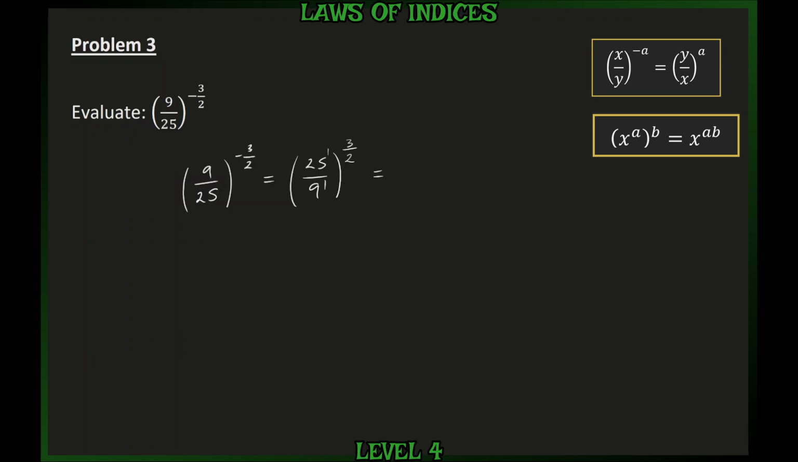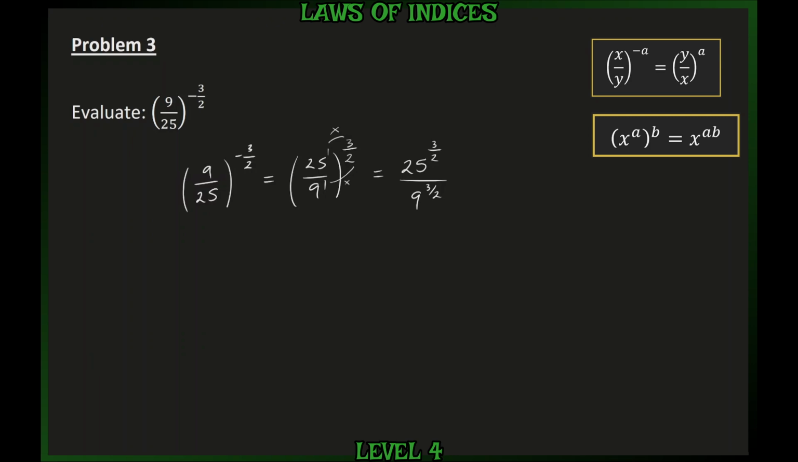So starting with our numerator, 1 times 3 over 2 is 3 over 2. So our numerator becomes 25 to the power of 3 over 2. And in our denominator, once again, 1 times 3 over 2 is 3 over 2. So we have 9 to the power of 3 over 2.